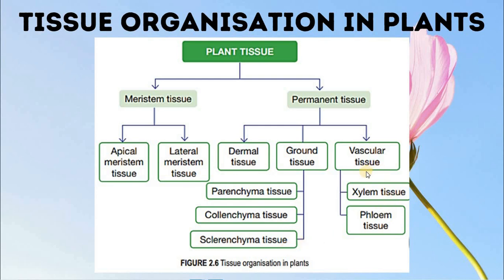Okay, vascular tissue can be divided into two. What are they? Xylem tissue and phloem tissue. Okay, so these are referred to the organization of the tissue in plant. Make sure you know that there are two types of tissue in the plant. What are they? Meristem and permanent tissue.